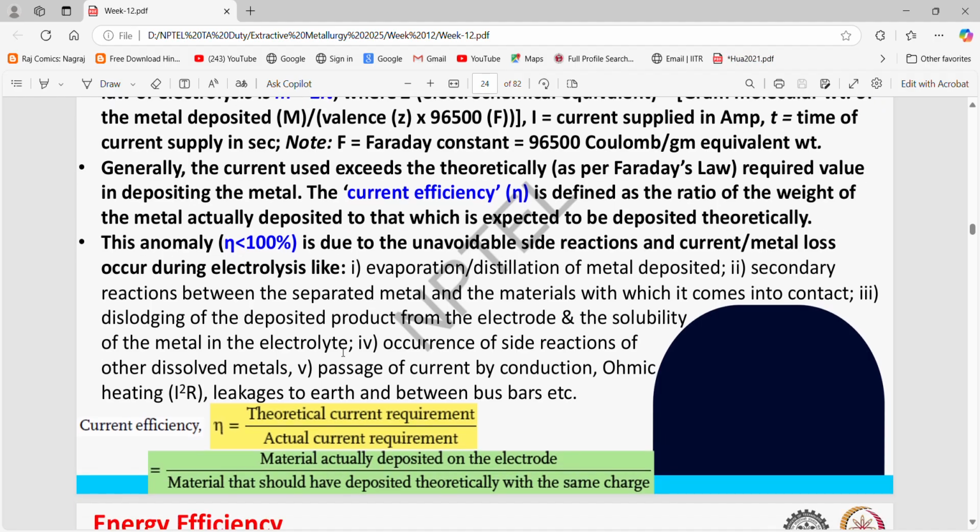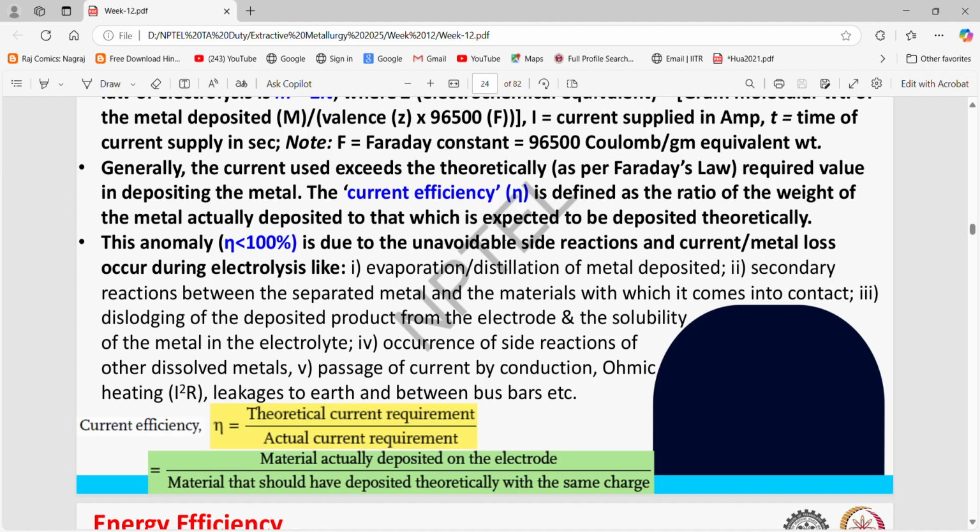Generally the current used exceeds the theoretically required value in depositing the metals. The current efficiency is defined as the ratio of the weight of the metal actually deposited to that which is expected to be deposited theoretically. So current efficiency, eta, can be calculated as the theoretical current requirement divided by the actual current requirement which we are providing to get the deposition of that particular metal.